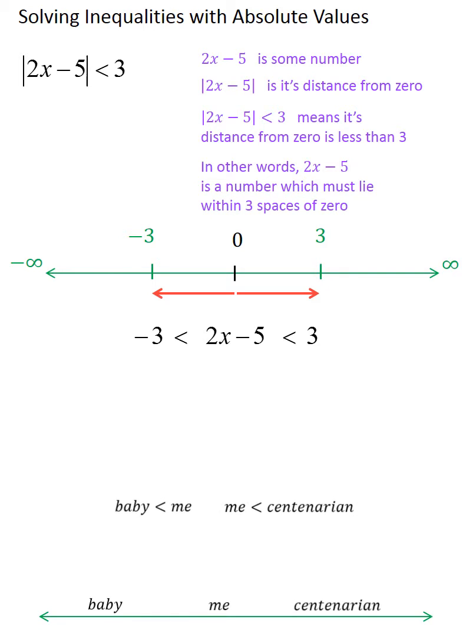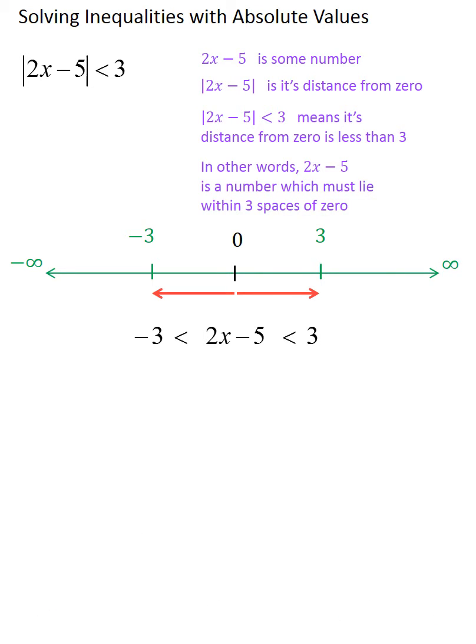If I were to put these two inequalities together and form a single string of inequalities, it could be read the baby is less than you, and you are less than the centenarian. But equivalently, wouldn't that be the same as you're between the other two? In that sense, we think of this double less than notation as a between statement. Algebraically, this statement here can be thought of as 2x minus 5 is some number between negative 3 and 3.